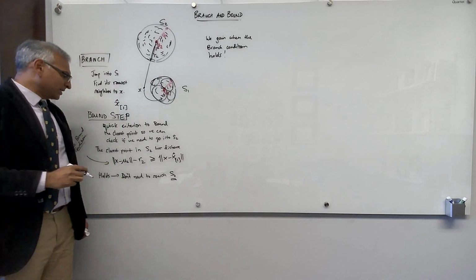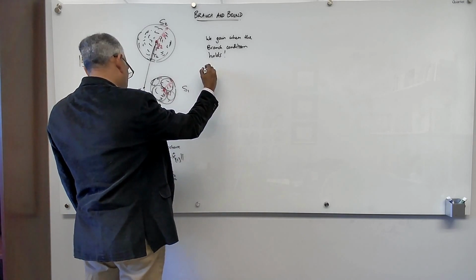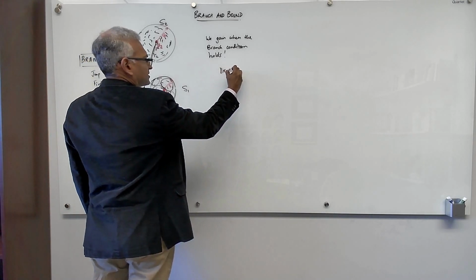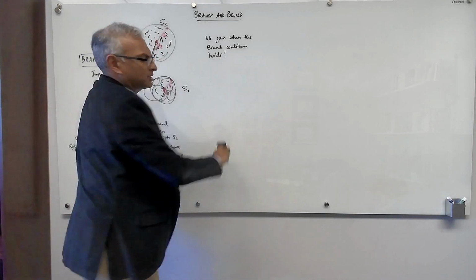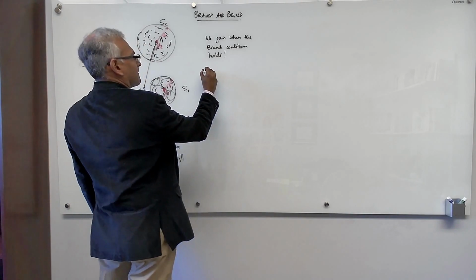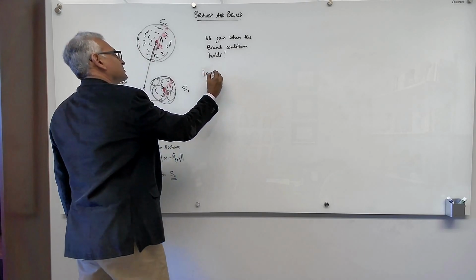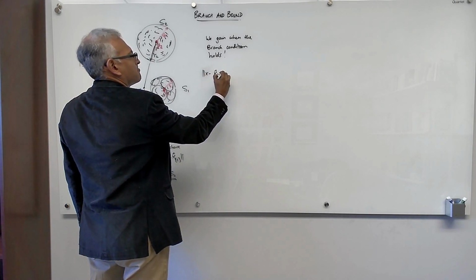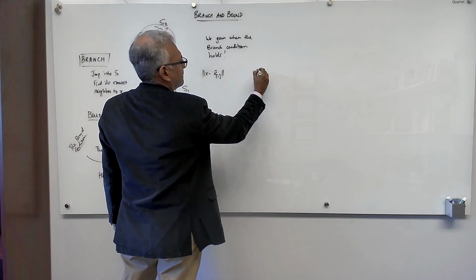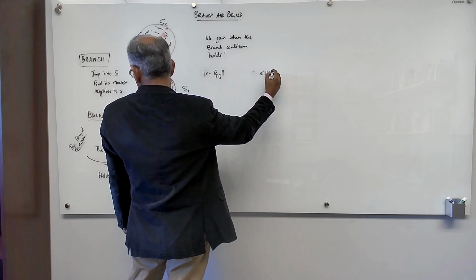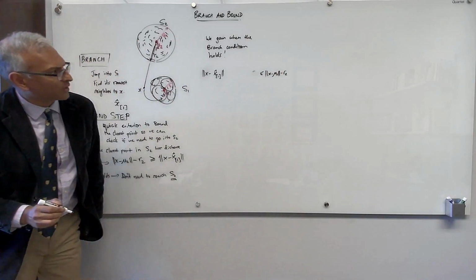Let's see, when does the branch condition hold? We gain when this is true: ||x - x̂1|| ≤ ||x - μ2|| - r2. That's when we gain.